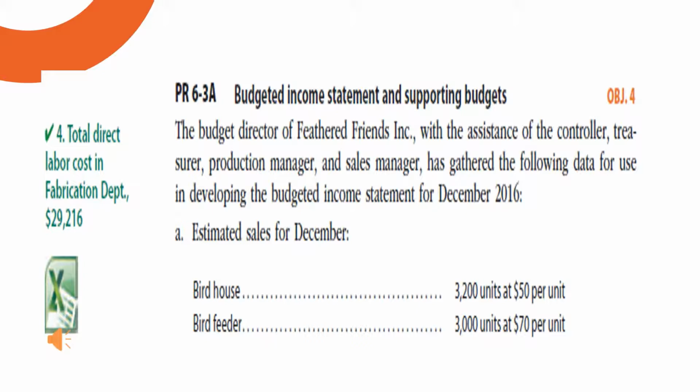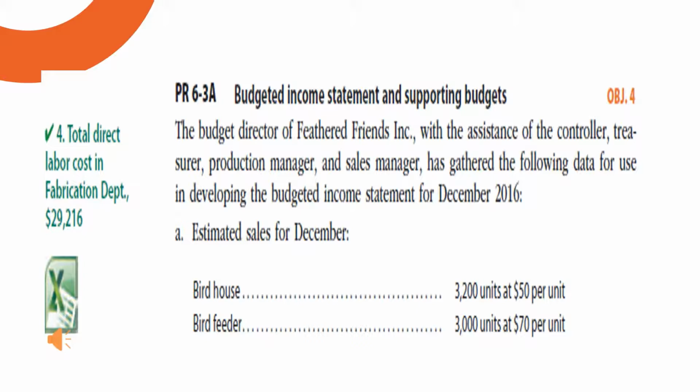The problem tells us that the budget director of Feathered Friends Incorporated, with the assistance of the controller, treasurer, production manager, and sales manager, has gathered the following data for use in developing the budgeted income statement for December 2016. The problem gave us an estimated sales for December: birdhouse, 3,200 units at $50 per unit, and bird feeder, 3,000 units at $70 per unit.